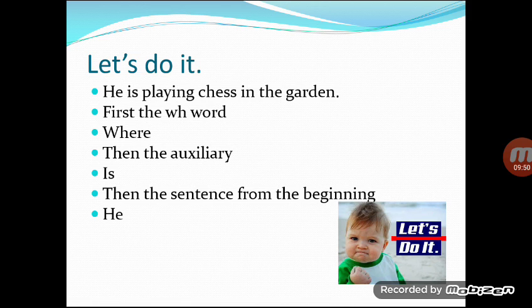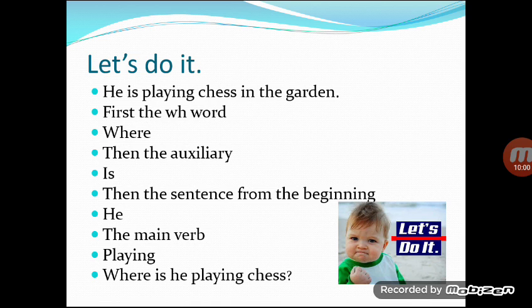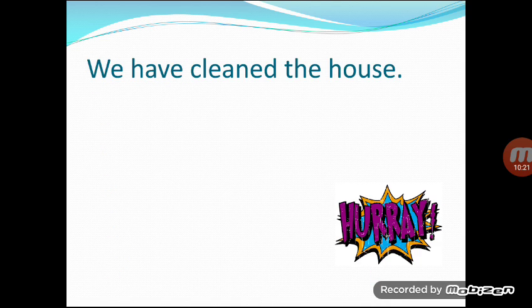So now, the main verb and he and the main verb are very important. Now let's see how it becomes a question. Where is he playing chess? Where is the auxiliary verb. He playing chess is the sentence from the beginning. Yes, you are brilliant. Now, look at another example.